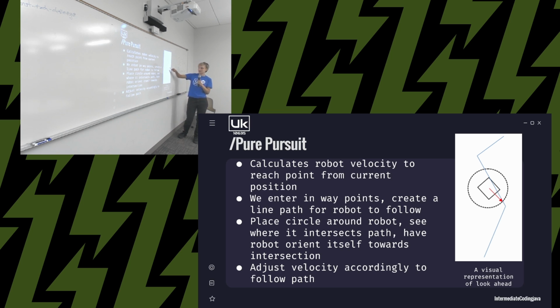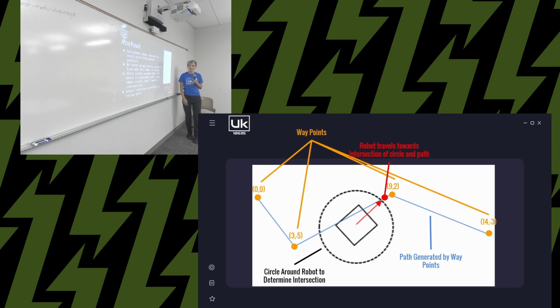How it works is there's this circle around the robot, and the robot will see which point in this circle connects with this line. And then it'll travel towards that point of connection, and based on how far away it is, that'll control the velocity of the robot. Could you continue?